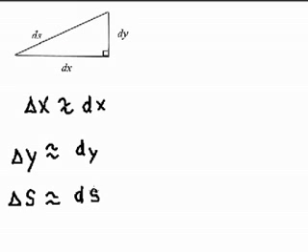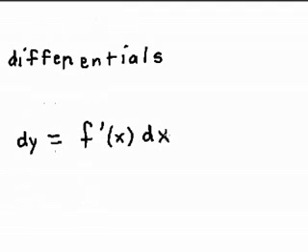Now, the lengths of delta x, delta y, and delta s are going to be very small. We're going to let those lengths approach 0. So we can replace delta x by dx, delta y by dy, and delta s by ds. These are the differentials which will help us to come up with a formula for the length of a plane curve.